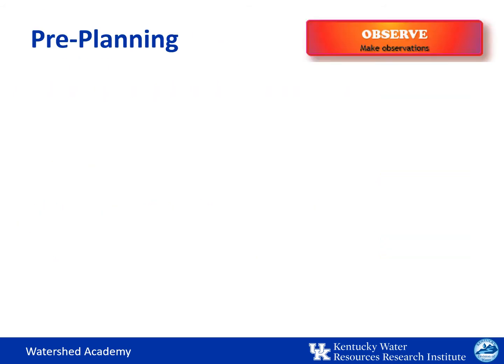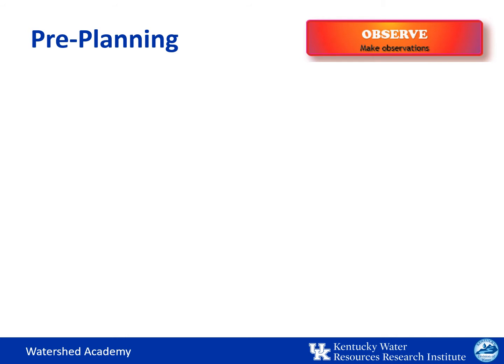In the pre-planning phase, you're conducting observations about the watershed area to decide where to best focus your planning efforts. So in this step, you're trying to evaluate potential problems, the available data, and potential partners and solutions.